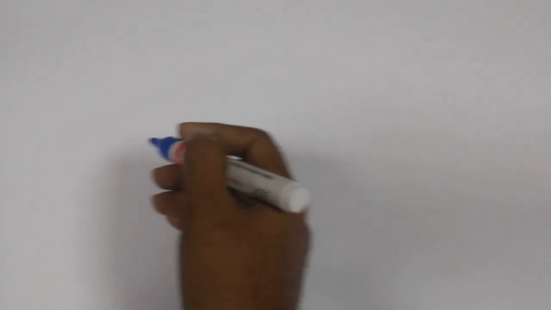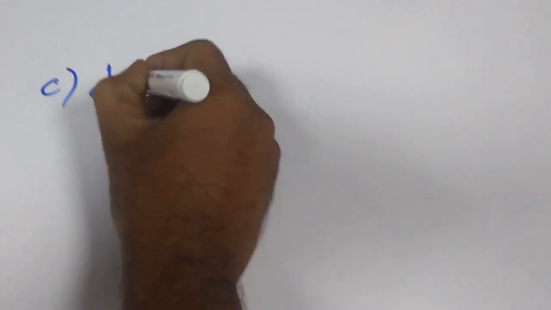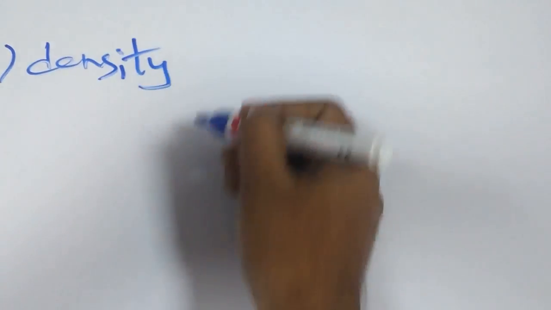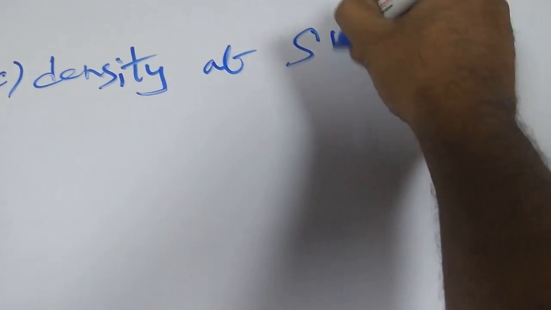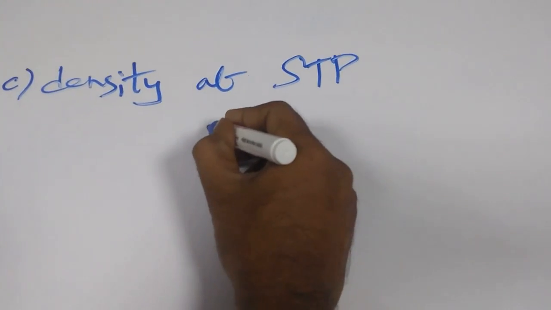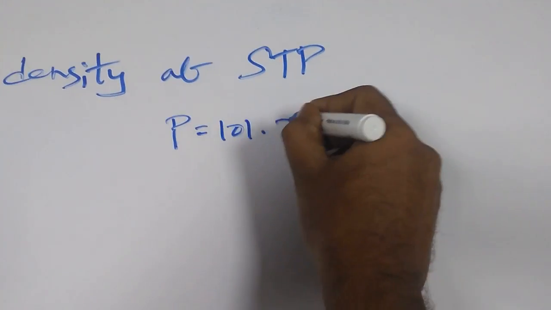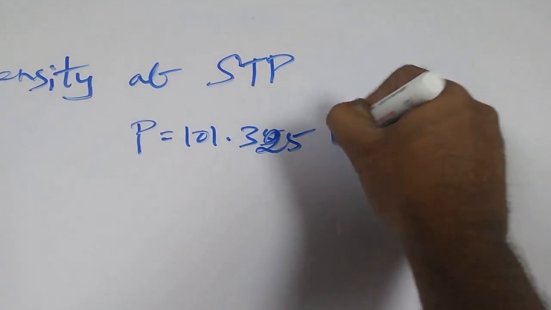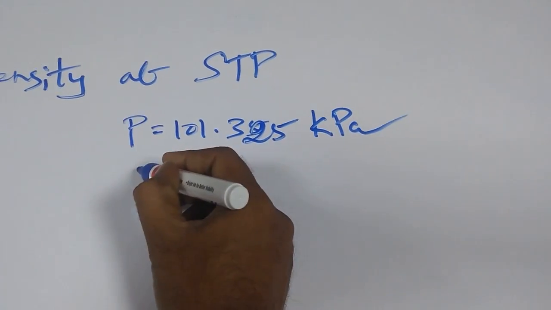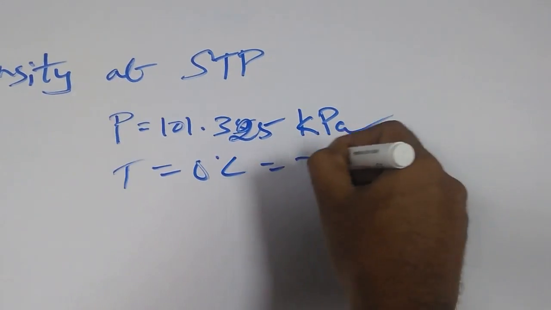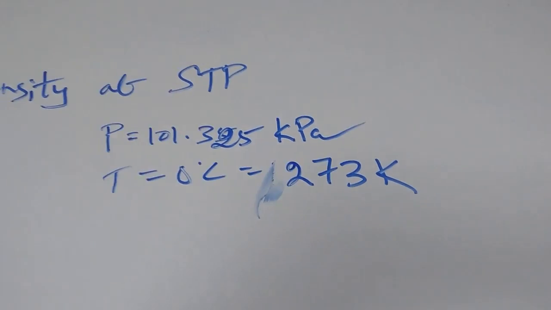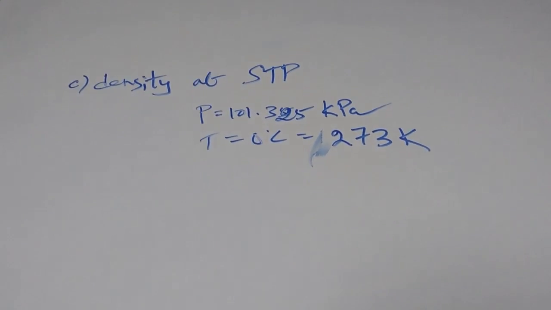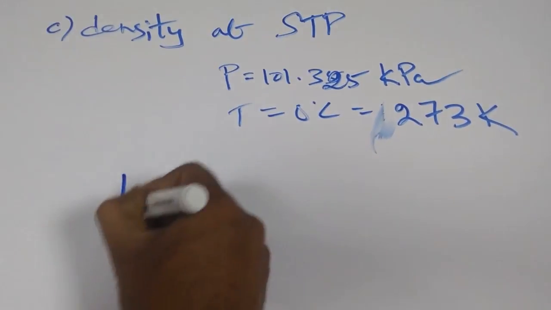Okay, the C part is density at STP conditions. So what is the STP condition? STP condition, pressure is 101.325 kilopascal, temperature is 0 degree Celsius, 273 Kelvin. Okay, so at this condition what is the density?